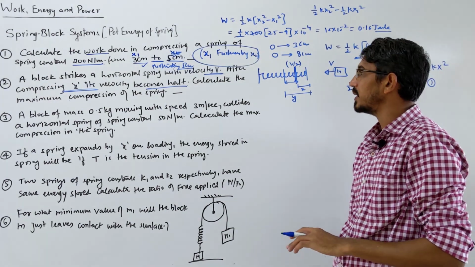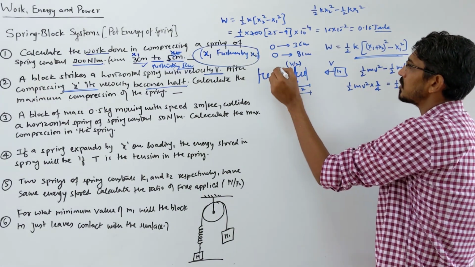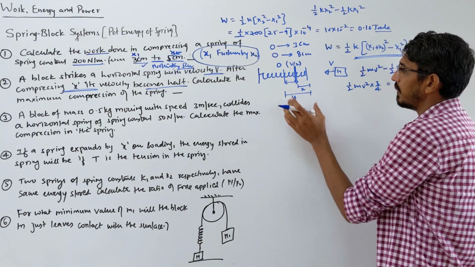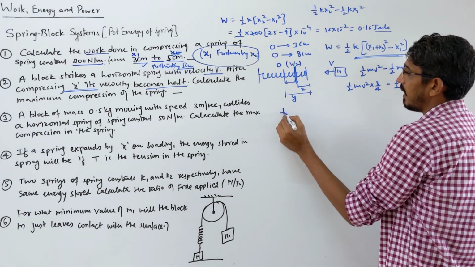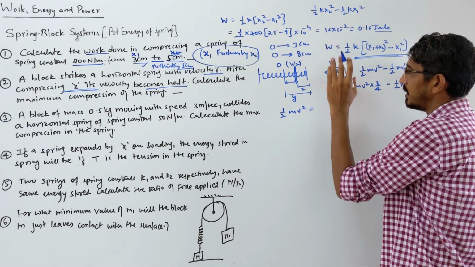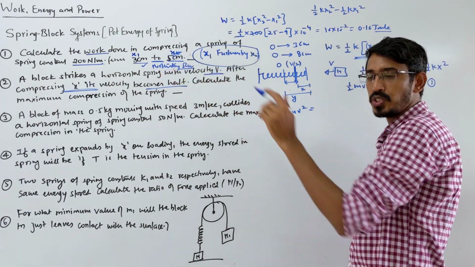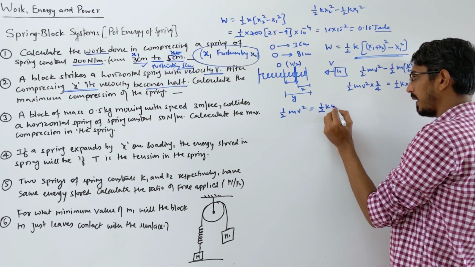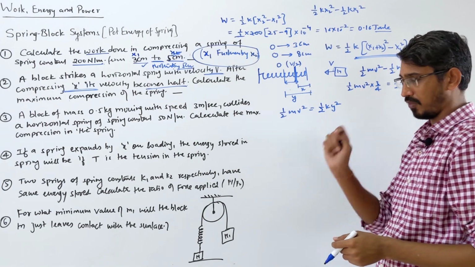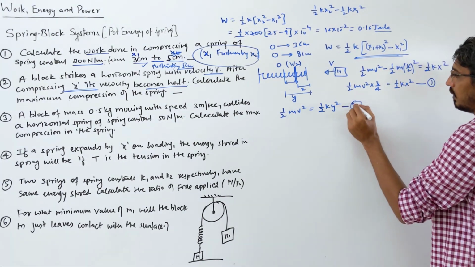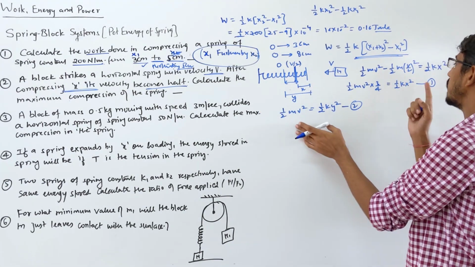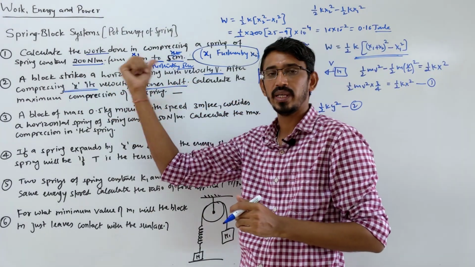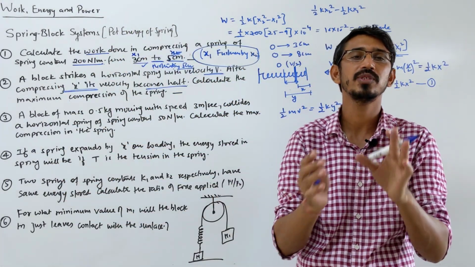Now they want the maximum compression, meaning the velocity of this block becomes 0, which we call y. In that case, all the kinetic energy of the block, half mv square, will be converted into potential energy. Let's call that half k y square. We want to calculate y, and the answer is given in terms of x, because x is known to us. So we have to calculate the maximum compression in terms of x.